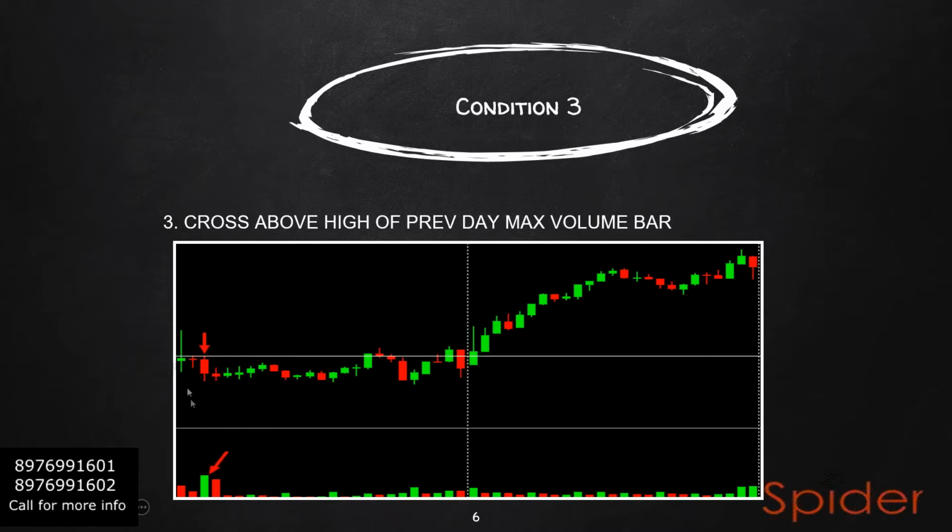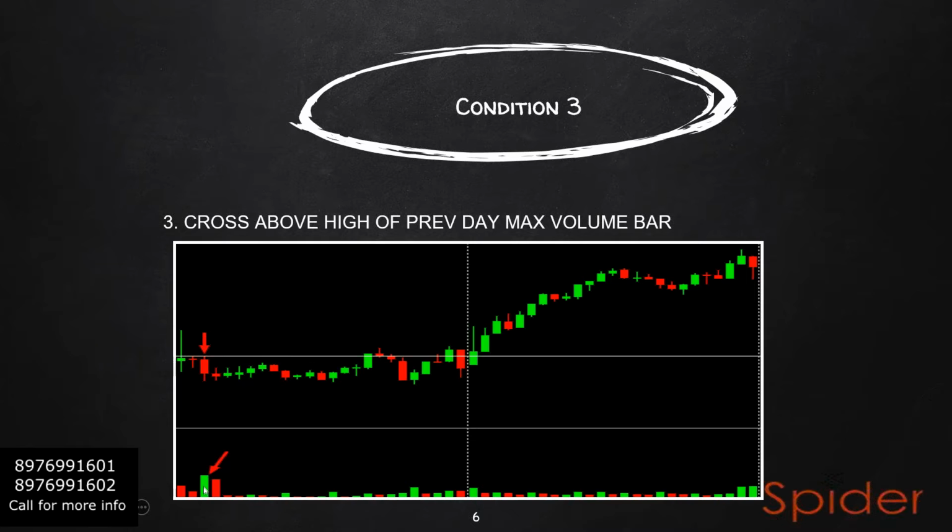Basically, it refers to whichever candle generated the maximum volume in the previous day. You can see in this intraday chart, in this 15-minute candle, the highest volume was generated. So whenever the high of this candle is now breached, we get the results. This is different from cross above high of previous day first bar, because it will not always be the case that the first candle is the highest volume bar. What if it's the third or fourth candle or somewhere in the middle? For that, you can use cross above high of previous day maximum volume.